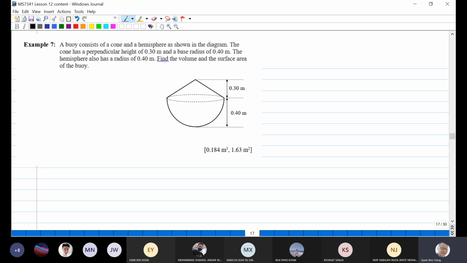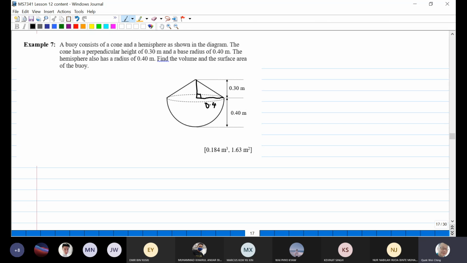That means 0.4 is the base radius here. From here to here is 0.4. The hemisphere also has a radius of 0.4, which is the same. Find the volume and surface area of the buoy.